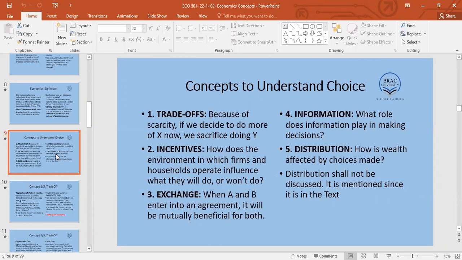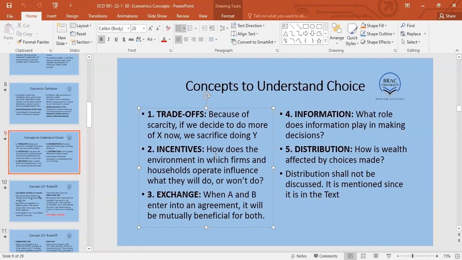So we will be asking ourselves, what is a trade-off? Why does it arise? How does that affect our decision making? While asking these 3 questions, we'll also ask, what will happen if there was no trade-off? If there was no trade-off, how would that have influenced our decision making? We ask the same question for incentives. What is incentive? How does it influence our decision making? If there are no incentives, what may happen? Exchange, what is exchange? How do we define exchange? And then finally, information sets.